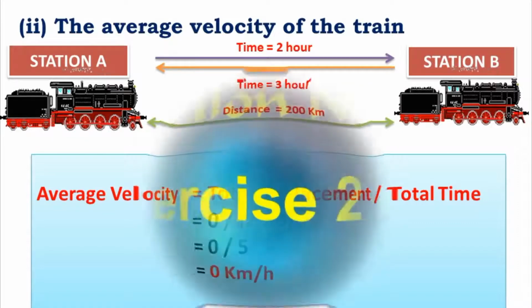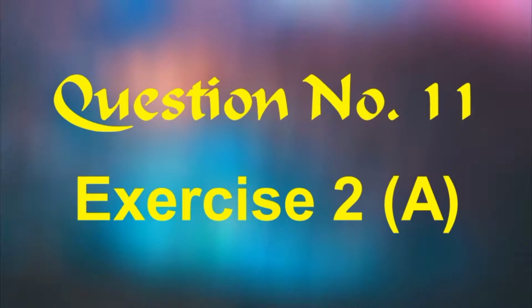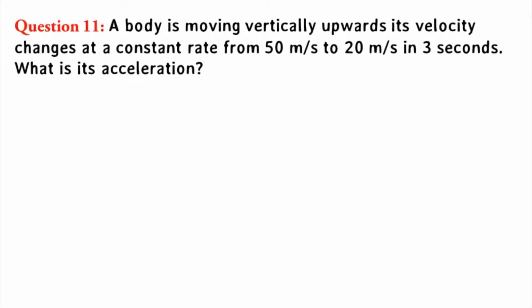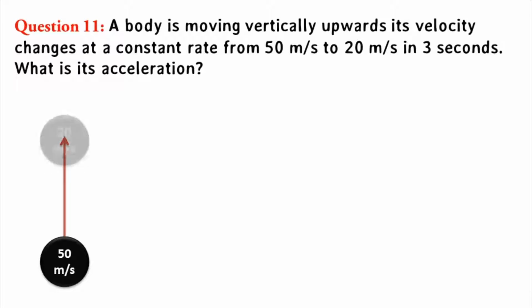Now let us do question number 11 of exercise 2A. Question number 11. A body is moving vertically upwards. Its velocity changes at a constant rate from 50 meter per second to 20 meter per second in 3 seconds.